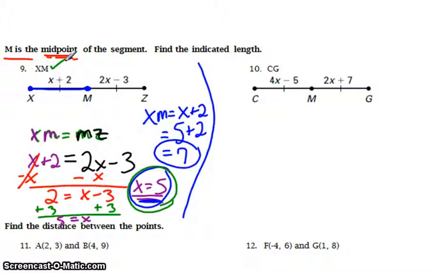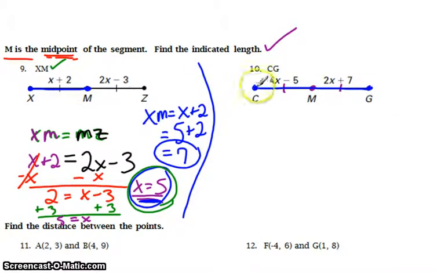All right, looking at number 10. Again, remember they tell us in the directions up here that m is the midpoint. They did mark it for us on the diagram, but if they did not mark it, you would be expected to remember that they are congruent. So this time they want me to find the distance from C to G. So they want the whole thing.